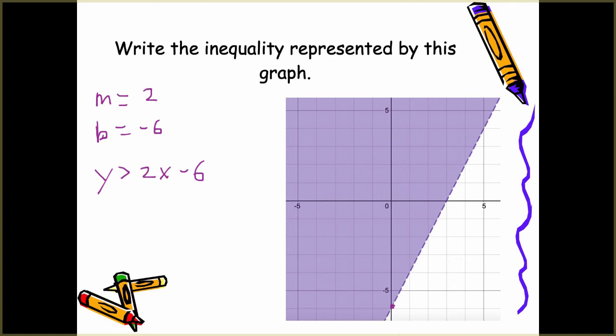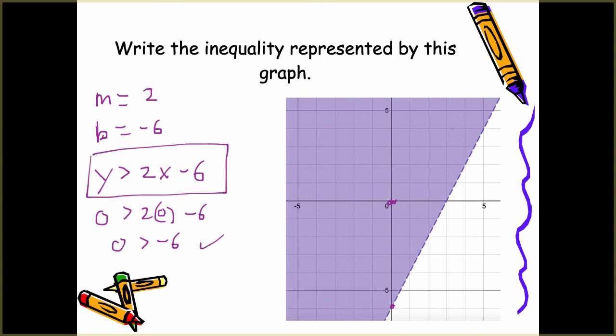And to test it, if we want to make sure our inequality is correct, let's plug in a point, and I'm going to use 0, 0, because it's in our shaded region. So is 0 greater than 2 times 0 minus 6, which is 0 greater than -6? It is, which shows that my inequality symbol is pointing correctly, and I have the right inequality symbol in there. And this is how you write an inequality off of a graph.